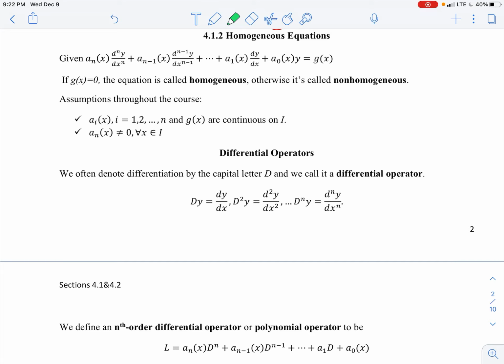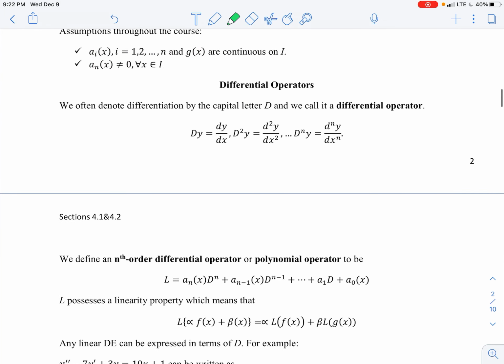All right. So some assumptions that we're going to now assume throughout this course is that all of our coefficients for our differential equations are going to be continuous on an interval that we're using, and also g of x is going to be continuous. And for the interval that we are using, a sub n of x, so that leading coefficient, is not going to equal 0. Now, instead of having to always check, we can always assume those.